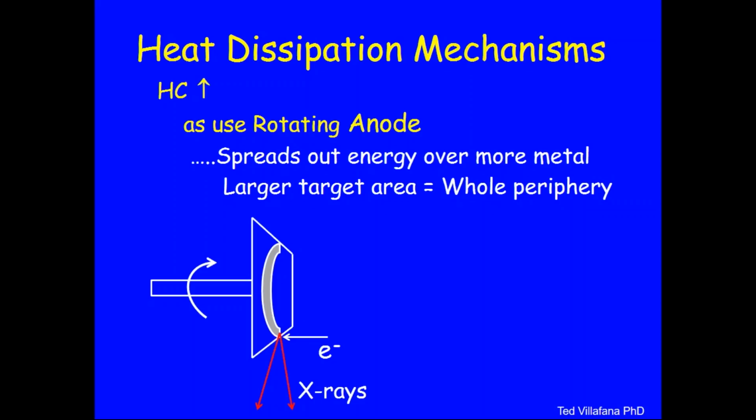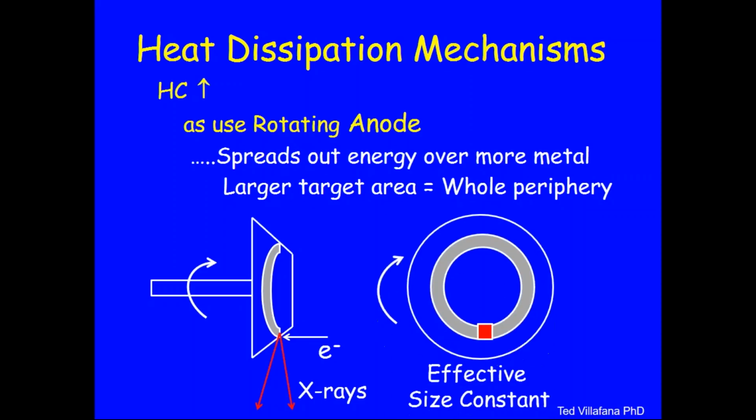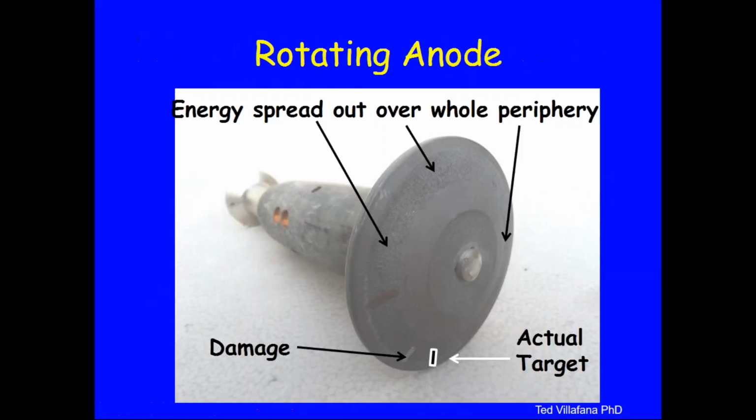The target area is the whole periphery of the anode disk. Looking at it from the other view, head on or face on, here is the region that you are going to bombard with the electrons. That size stays constant, but now the metal, which is rotating underneath it, is constantly changing, and you just spread out the energy that much more efficiently over the periphery of the rotor. This is what it looks like. Here is the anode disk, and here is the region where presumably you would have the electrons impinge.